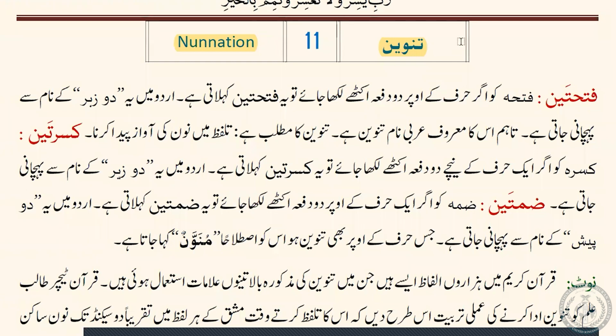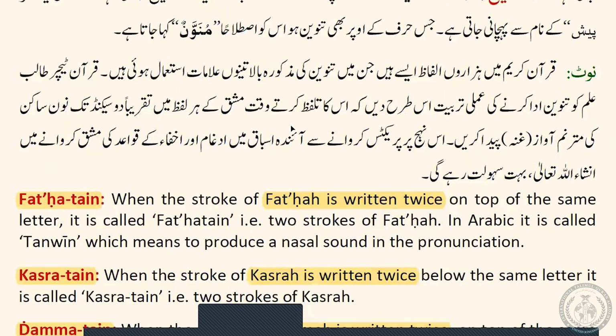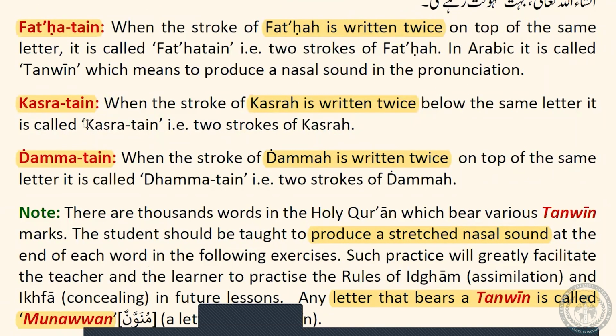So today we are doing Tanween, and Tanween means nunation or making a stretched nasal sound. Okay, so remember this, Tanween means nunation, to make a stretched nasal sound. So remember there are three different types of Tanween. We have a Tanween of Fatha, we have a Tanween of Kasra, and we have a Tanween of Dhamma. And each of these has its own name. So the Tanween of Fatha is called Fathatan, and Tanween of Kasra is called Kasratan. And similarly, the Tanween of Dhamma is called Dhammatan.